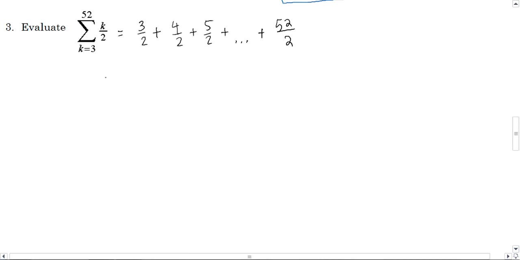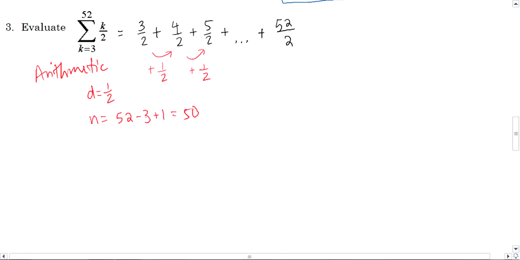All right, hopefully you would notice that going from one term to the next, you are adding by a factor of half. So D, the common difference, is half. This is an arithmetic series, okay? What else do we know? N. Our N is upper minus lower plus 1, 52 minus 3 plus 1, which is 50.